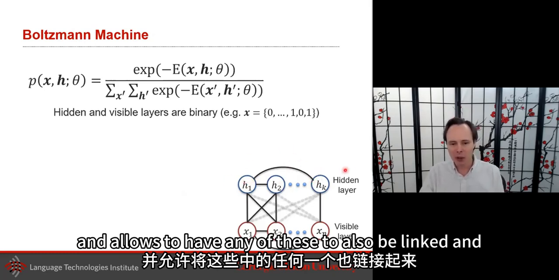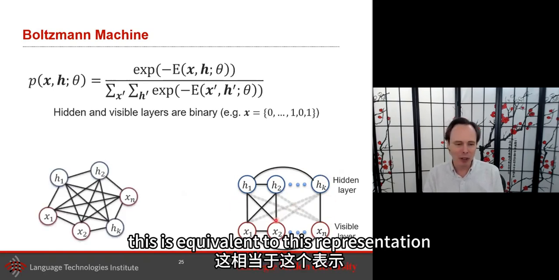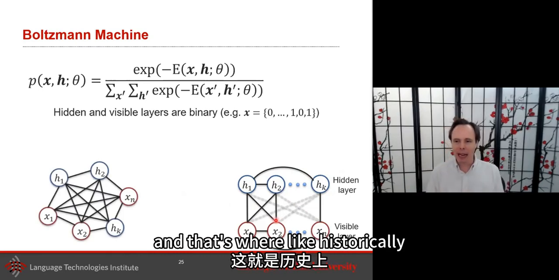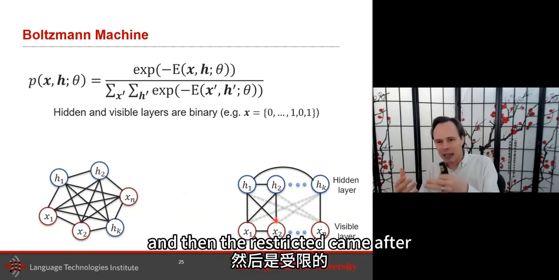and allows any of these to also be linked. And now, if everything is linked with everything, this is equivalent to this representation. These two are exactly the same. And that's where, historically, the Boltzmann machine came first, and then the restricted one came after.